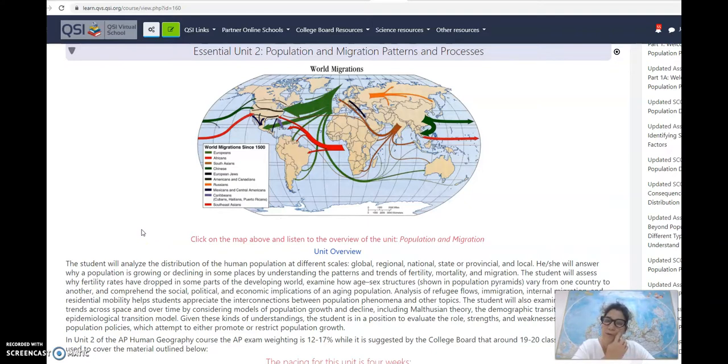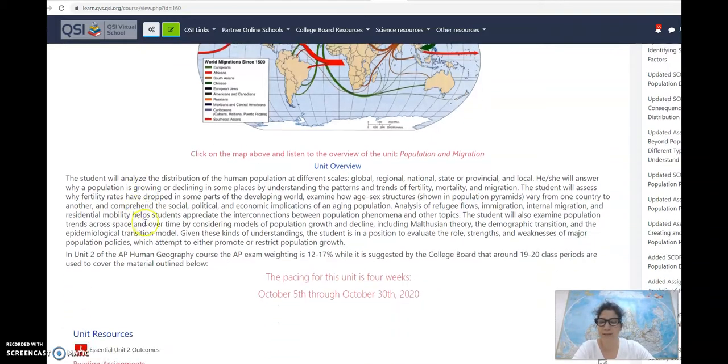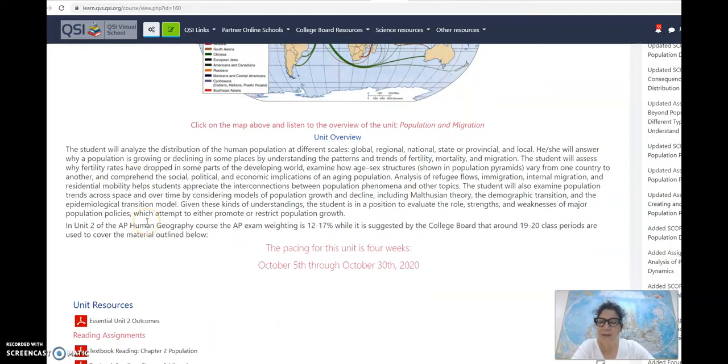One of the important features of migration that you will learn, and that I've introduced to you in Unit 1, are push and pull factors. So why people leave countries and go to others, and why people are attracted to other countries. So that is the focus for this unit.